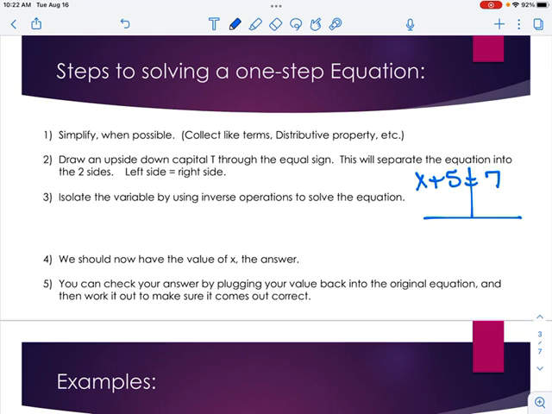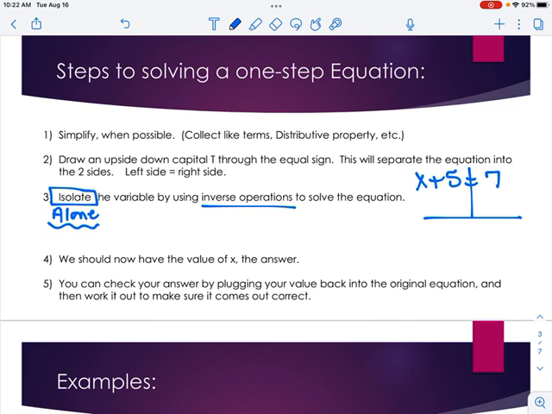Then what we're going to do is isolate the variable by using these things called inverse operations to solve the equation. First question, what does it mean to isolate? Well, that means we want the variable to be alone. We want it on one side of the equation completely by itself.